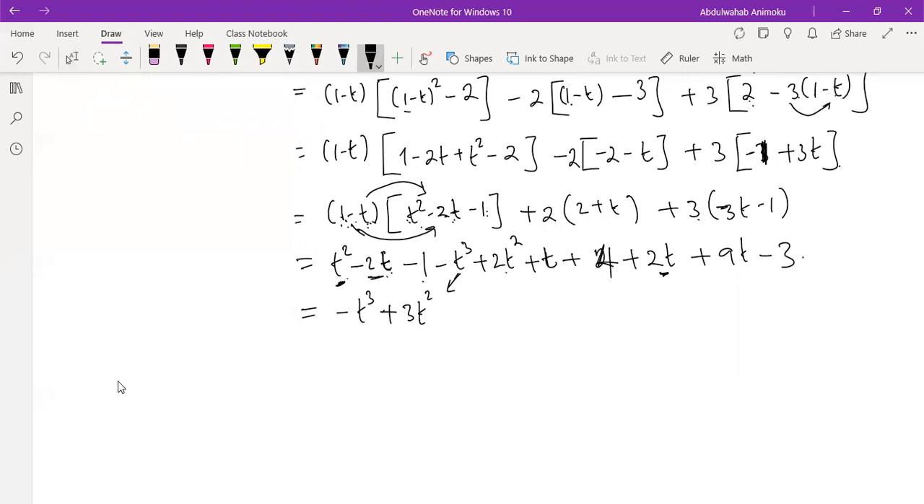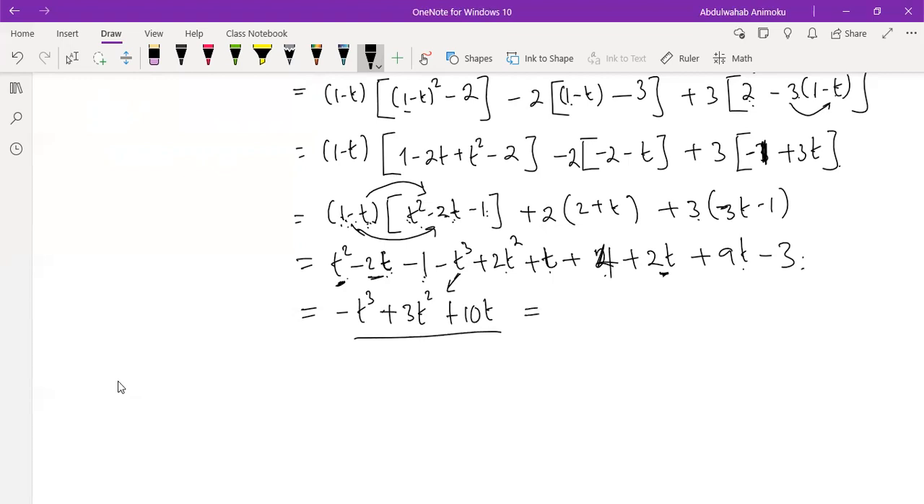So minus 2t plus t, that is minus t. Then we have plus t here, plus 2t here, that is t. Then plus 9t, that is 10t. So just make sure you go through the calculation correctly. Then last one, minus 1 plus 4 minus 3. So that will be 3 minus 3, that will be 0. So this is the only term that we have.